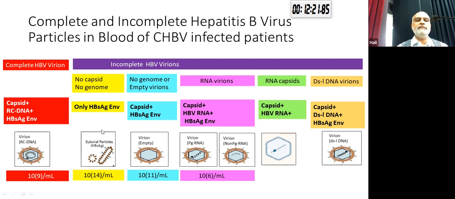If only the envelope is present, these are called subviral particles. If only capsid and HBsAg envelope are present without any genome, it is an empty virion. If another type of genome is present, for example, pre-genomic RNA or other types of RNAs, then these are RNA virions. Then there are RNA capsids. And if another type of genome, that is linear DNA, is present, these are called double-stranded linear DNAs.